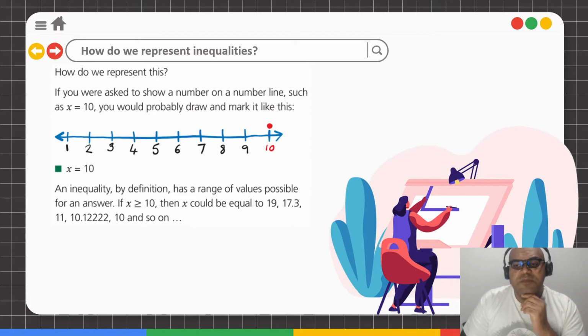Then x could be equal to 19, 17.3, 11, 10.122222, 10, whatever. Doesn't matter. I can use any number. That's why we have an inequality, because there's a range of solutions that solve my problem, not just one.